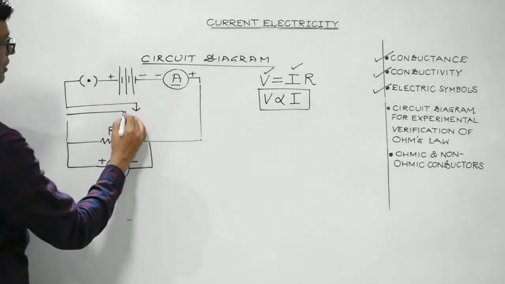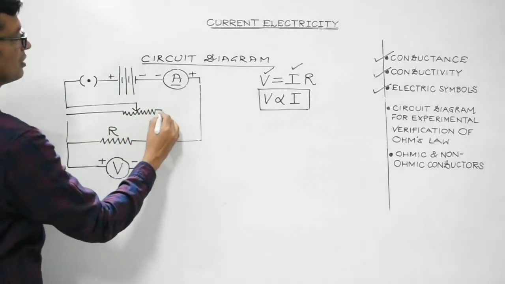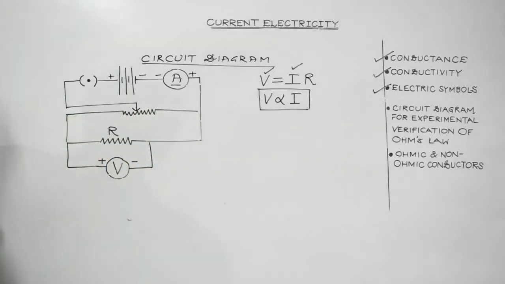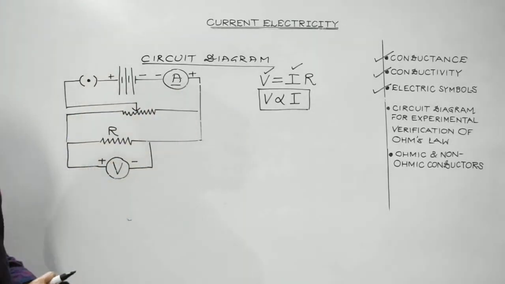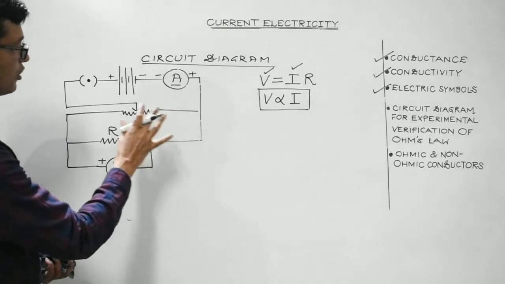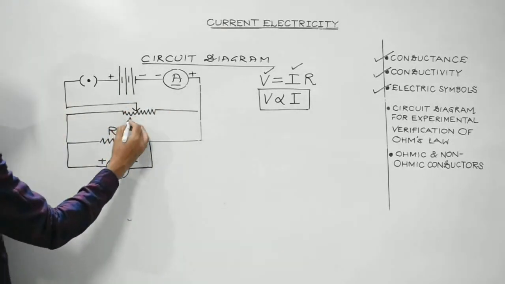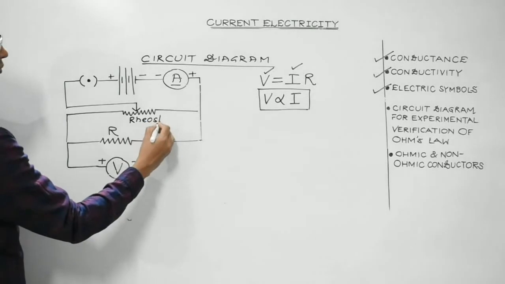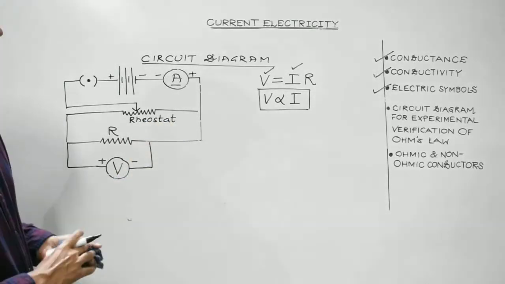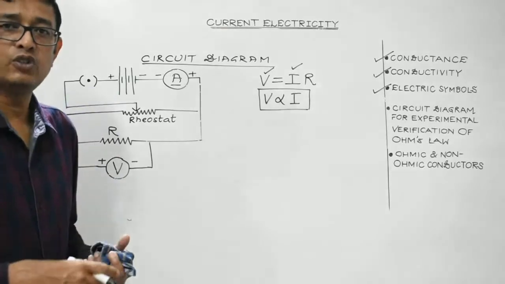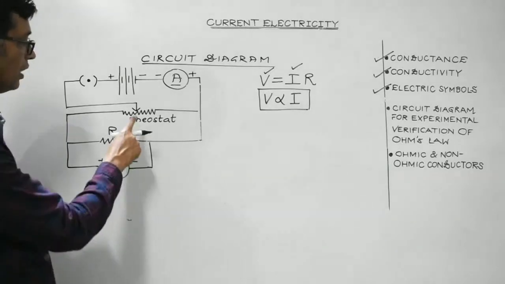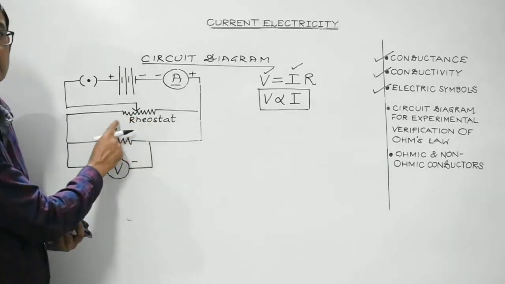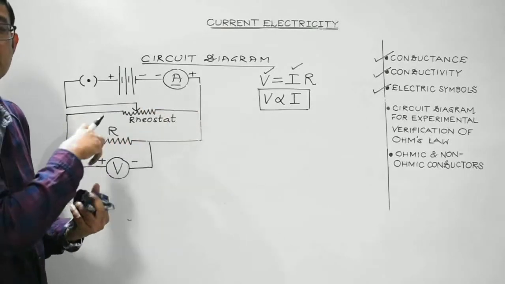This is a rheostat. So on changing the value of the resistance, V and I will also automatically change, right? So this is the circuit diagram for the experimental verification of Ohm's law. This is the rheostat. We need to have different values of I corresponding to different values of V or vice versa. So that is why the rheostat is required, so as to change the value of resistance in the circuit.